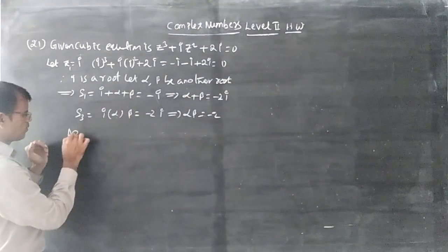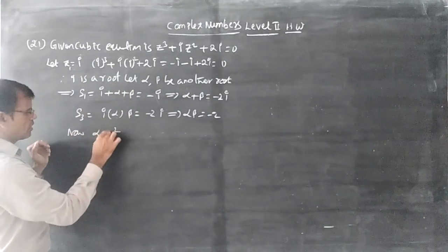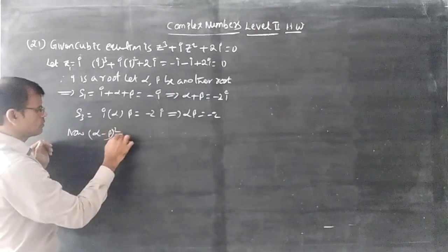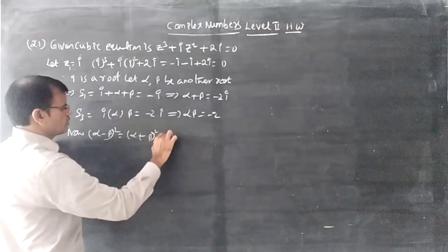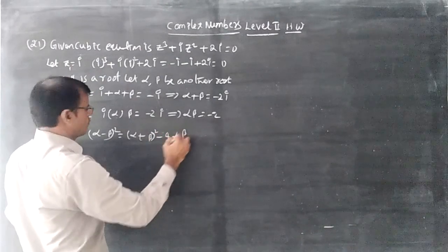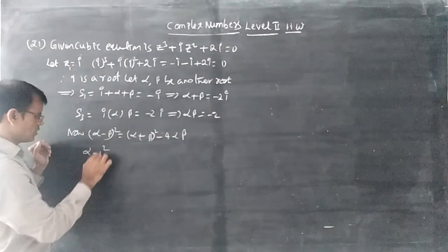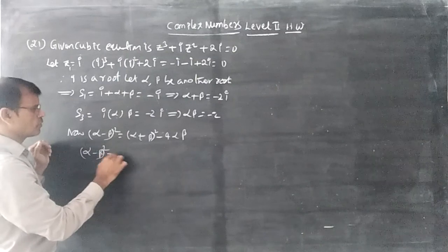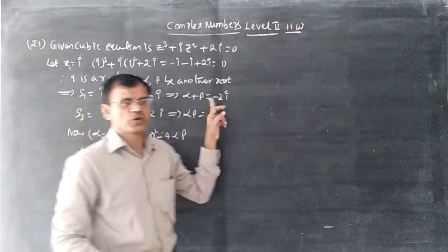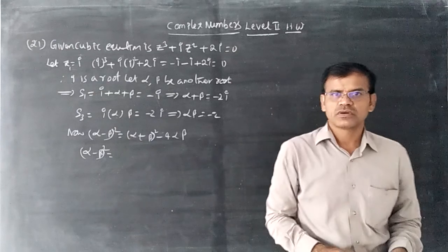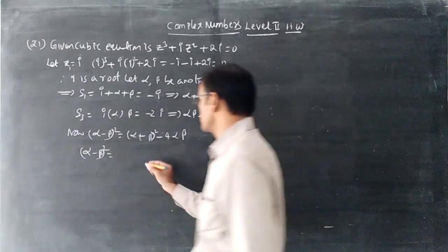Now apply the formula. Alpha minus beta whole square is equal to alpha plus beta whole square minus 4 alpha beta. Here alpha plus beta is equal to 2i. 2i whole square is 4i square, so 4i square you can mention here as minus 4.